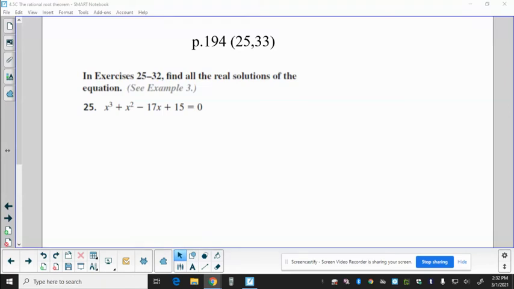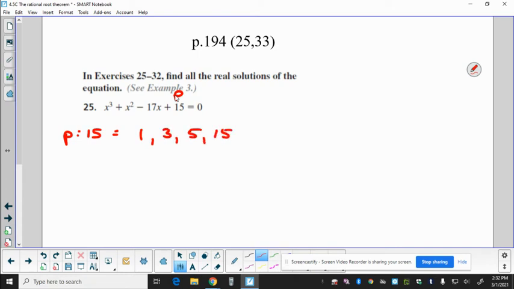Let's take a look at the solutions to the homework assignment number 25. We'll start off right away. Let's get our P's and Q's and see what we're up against here. So P is 15. Let's get the factors of that. Q is 1. So that'll be easy to work with.